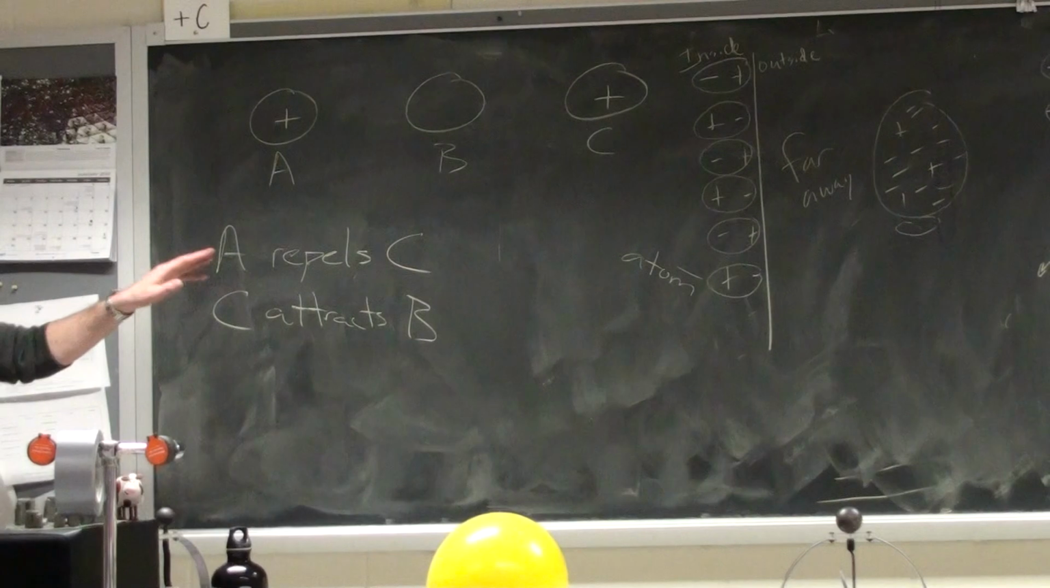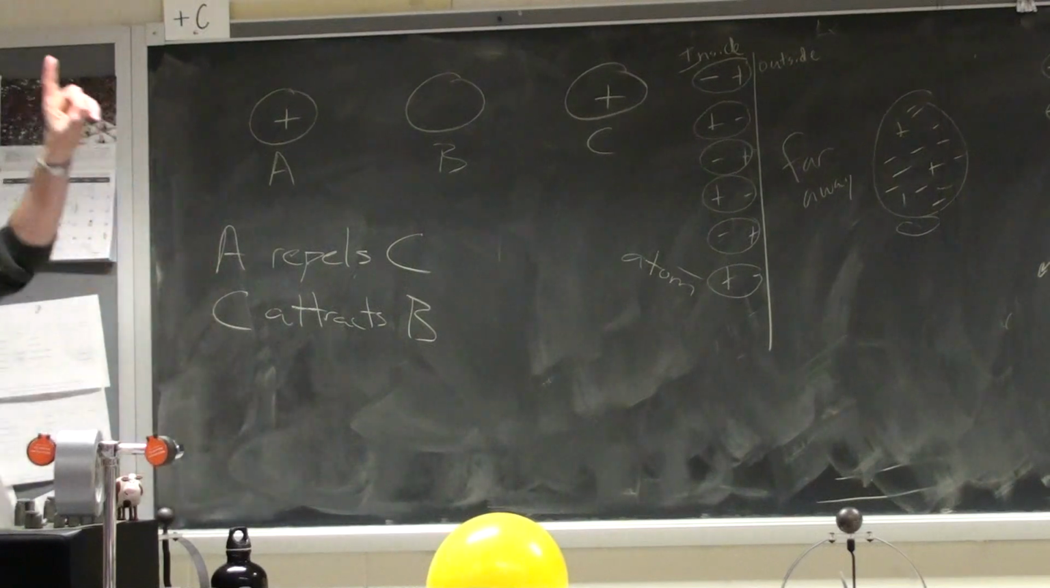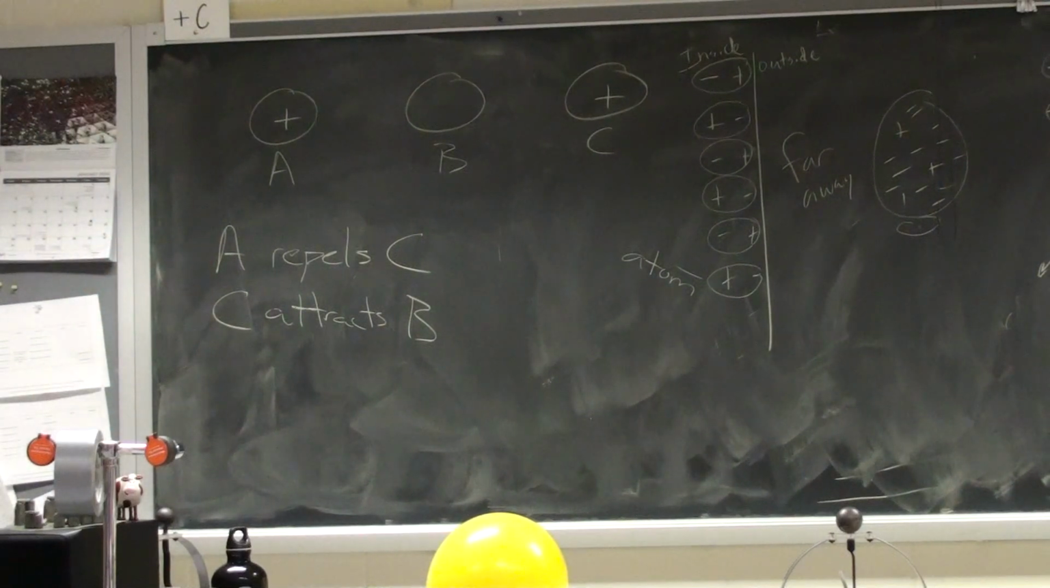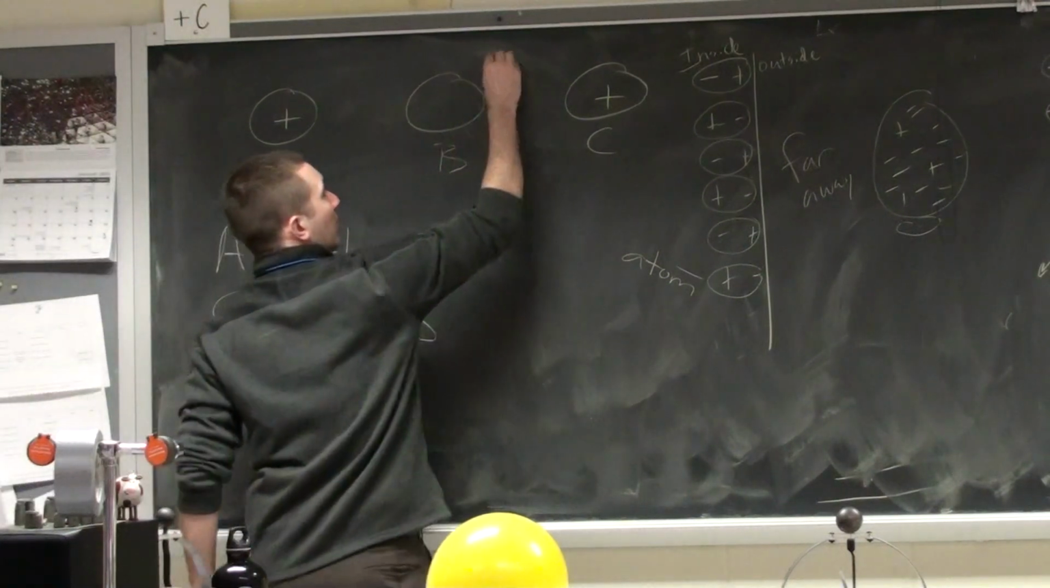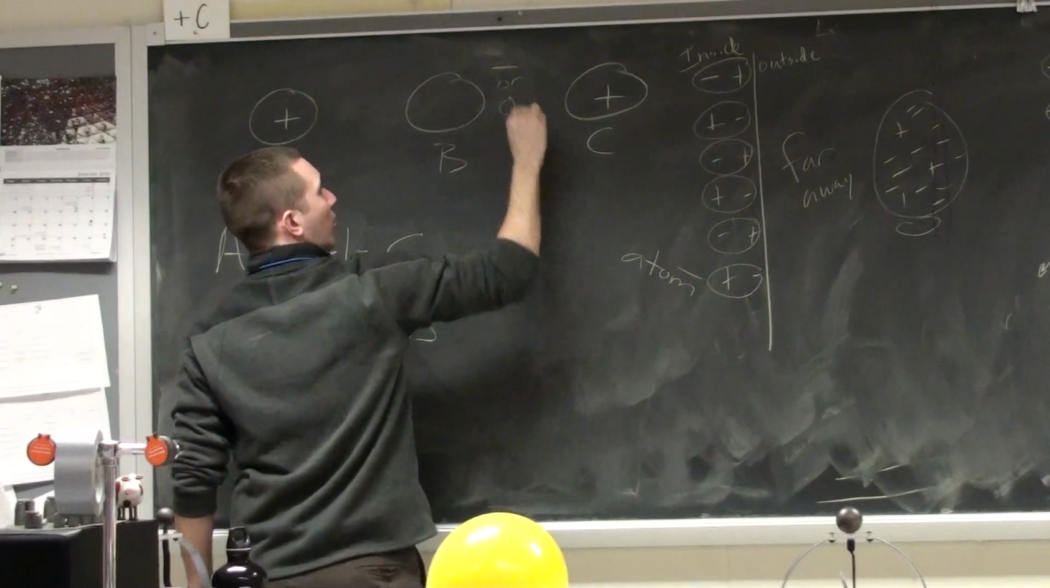Let's see, C attracts B. It could either be polarization. It could be, what things attract? Opposites or neutral. So this could be opposite, so that would be negative or neutral.